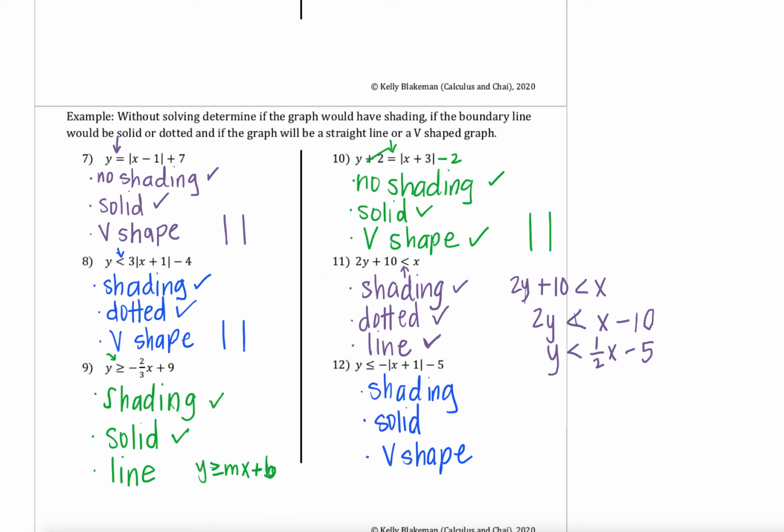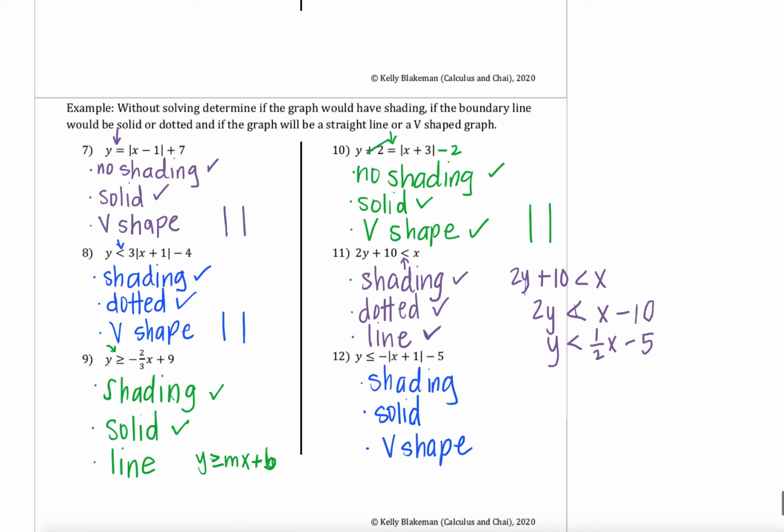Now in our last example, we have y is less than or equal to negative absolute value of x plus 1 minus 5. In this case, we are shading again since we have that inequality sign. That inequality sign has an equals to bar on it, so my boundary line will be solid. And in this case, we have absolute values, so we are getting a V-shaped graph.